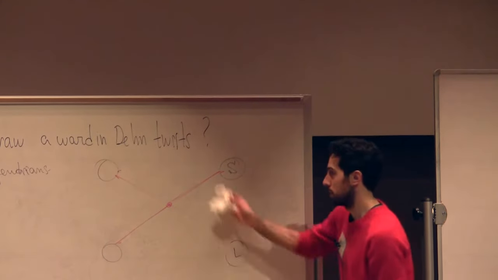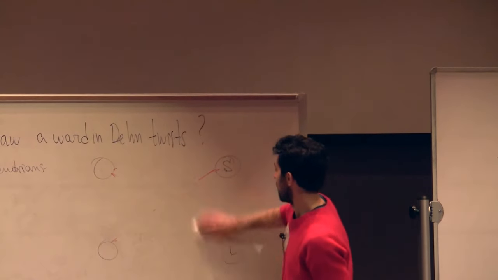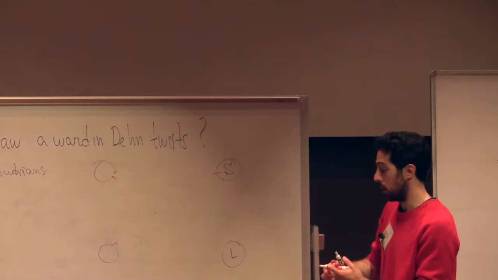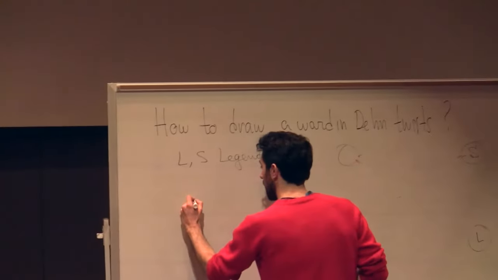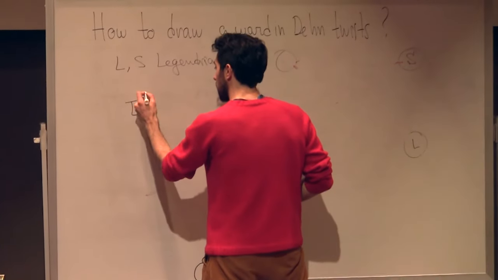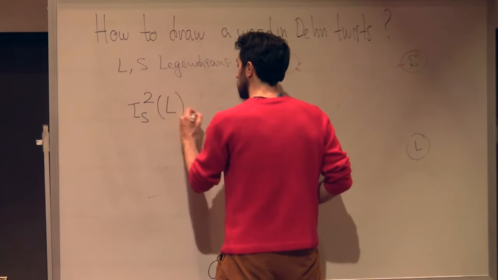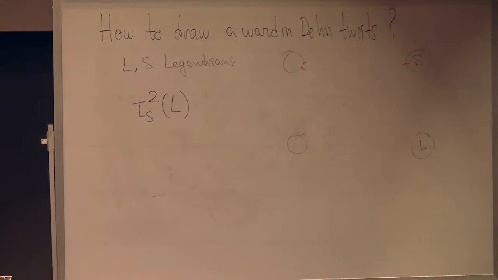OK. Well, I'm going to erase it. So now, you know how to do tau S of L. You know how to do tau L of S, which is tau S minus 1 of L. And now the question becomes, well, what if I give you something like tau S squared? How do you draw that?